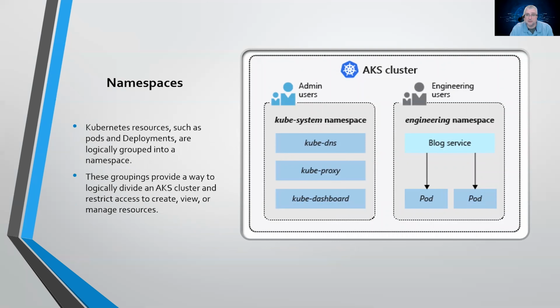Now, the namespaces. Okay. Namespaces, you create them to separate business groups. Okay. So you may have users that only interact with certain resources that are in their namespace. Okay. And this is what it's showing you, right? You may have admin users that have a system namespace that they interact with. And you may have engineering users that only interact with their engineering namespace. And they'll have a blog service and they've got their pods under them. Okay. It's just a logical way to divide your cluster and restrict and create accesses for people.